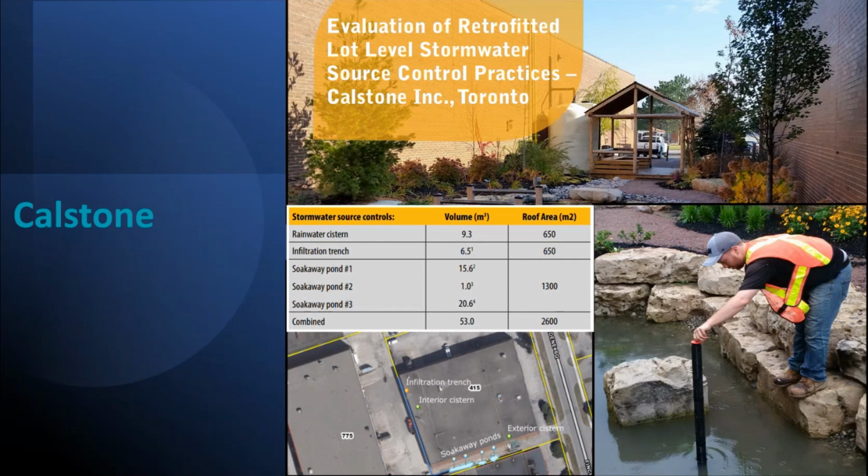It's recommended that they be directed to an underground infiltration trench installed below the asphalt area on the north side of the property that is sized to capture runoff from a 27 millimeter rain event over their 1,300 meter squared roof area and can overflow to a front lot catch basin in their parking lot.